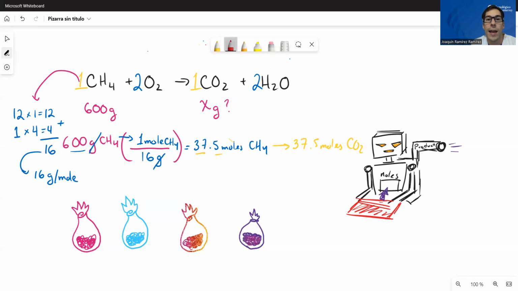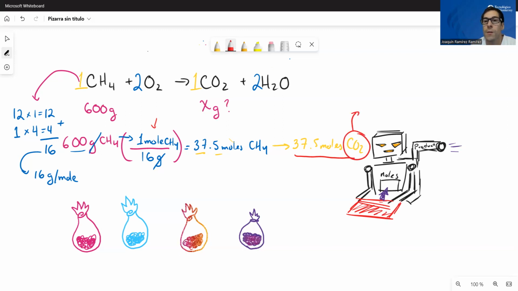So now that I have the moles of product that I obtained when I burned 37.5 moles of methane, I just have to convert these moles of CO2 into grams of CO2. So I basically do the same with the molar mass, but I use the inverted version, right? But first I need to calculate the molar mass of CO2, okay?